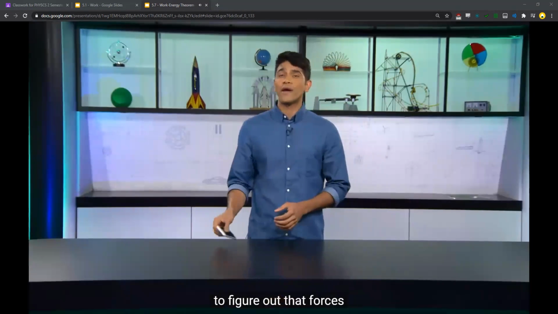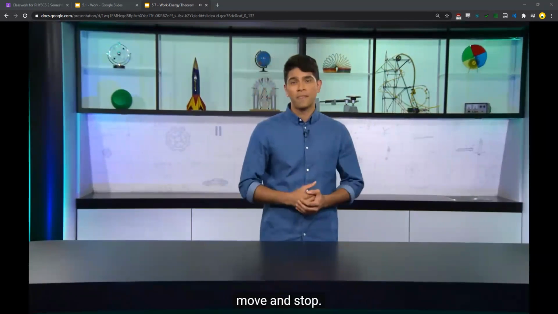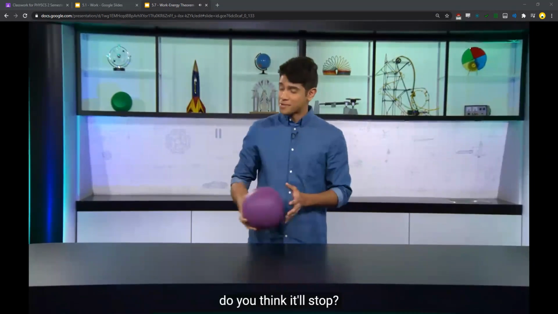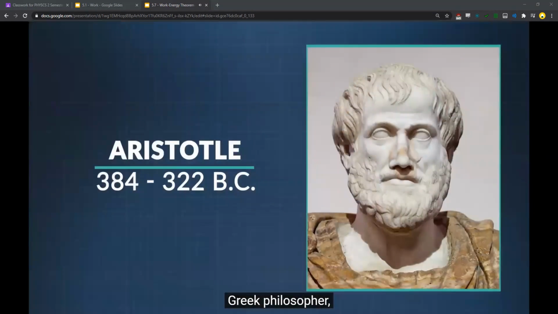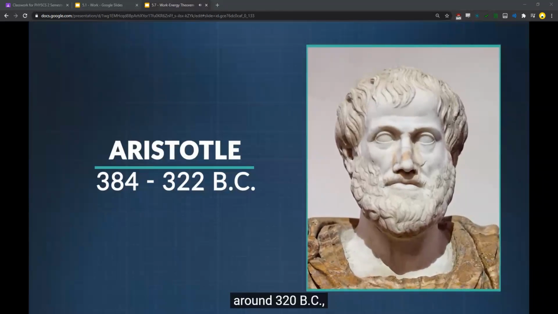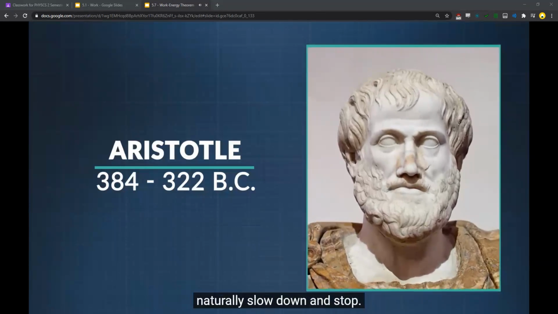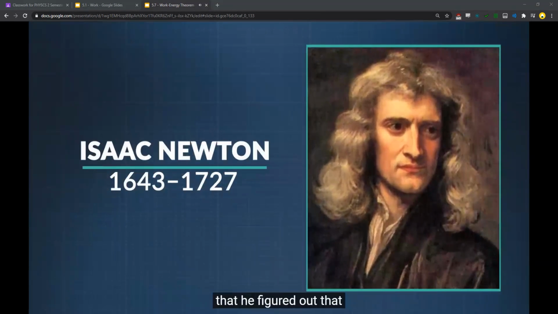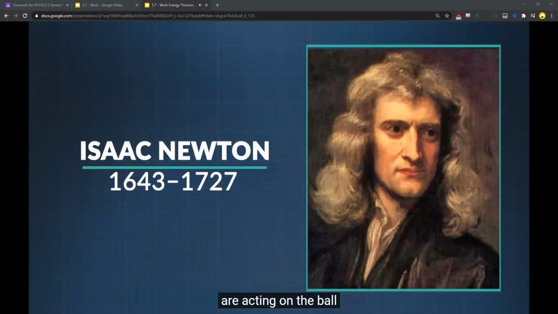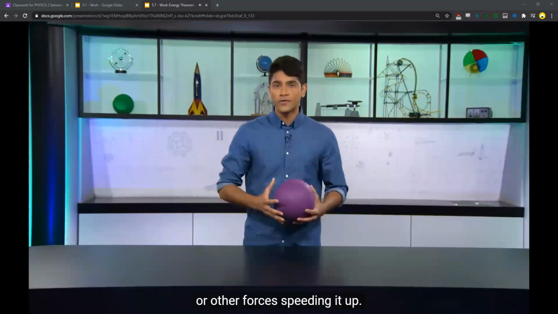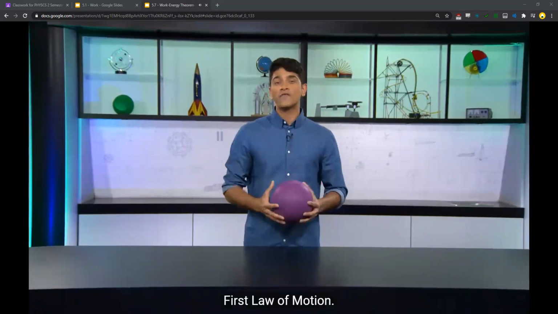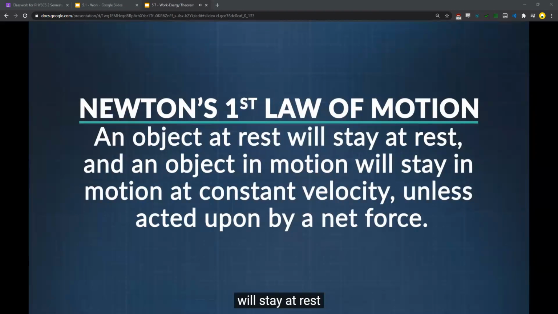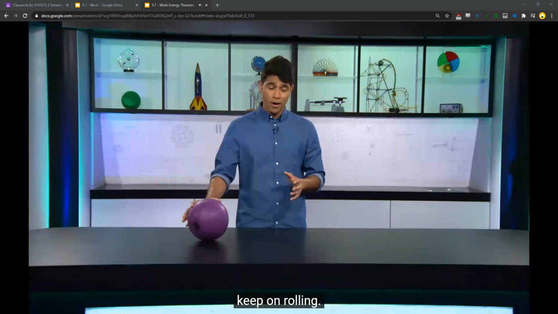It took about 2,000 years to figure out that forces are what make objects move and stop. When I roll this ball on the table, do you think it'll stop? Greek philosopher Aristotle did. In Aristotle's days around 320 BC, he thought objects would just naturally slow down and stop. It wasn't until Sir Isaac Newton came along almost 2,000 years later that he figured out that forces like friction, that are harder to see and measure, are acting on the ball and slowing it down, or other forces speeding it up. It's Newton's first law of motion. An object at rest will stay at rest, and an object in motion will stay in motion at a constant velocity unless acted upon by a net force. So without friction, this ball would just keep on rolling.